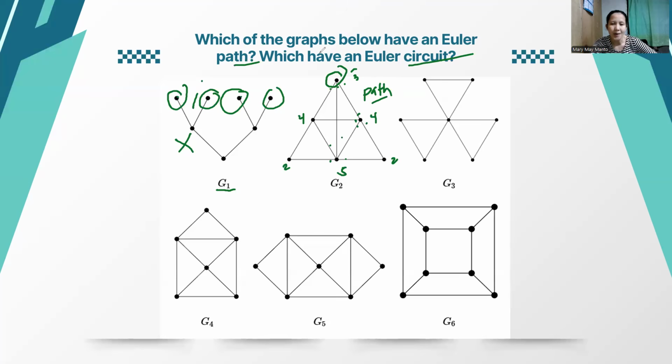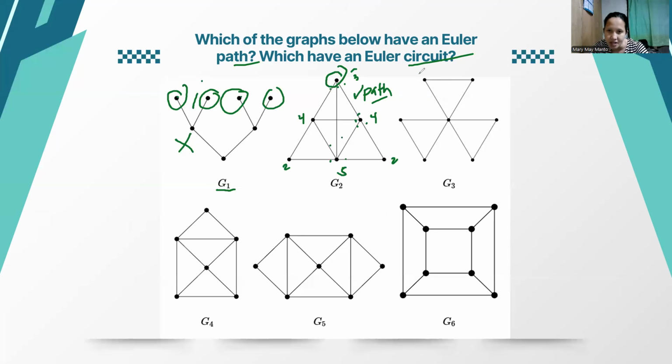Let me go back. With a path, it is not necessary to end at the vertex where you started. But if it is a circuit, if you start at A, you have to end up at A. And since there are 2 vertices that have odd degree, you cannot have an Euler circuit for graph number 2, only a path.